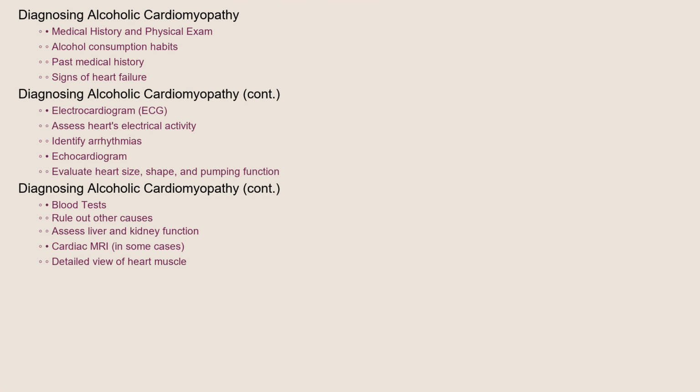Diagnosis: diagnosing alcoholic cardiomyopathy involves a combination of medical history, physical examination, and diagnostic tests. The doctor will ask detailed questions about alcohol consumption habits and past medical history. A physical exam can reveal signs of heart failure, such as an enlarged heart, fluid retention, and abnormal heart sounds. An electrocardiogram, or ECG, is used to assess the heart's electrical activity and identify any arrhythmias. An echocardiogram, an ultrasound of the heart, is crucial for evaluating the heart's size, shape, and pumping function.